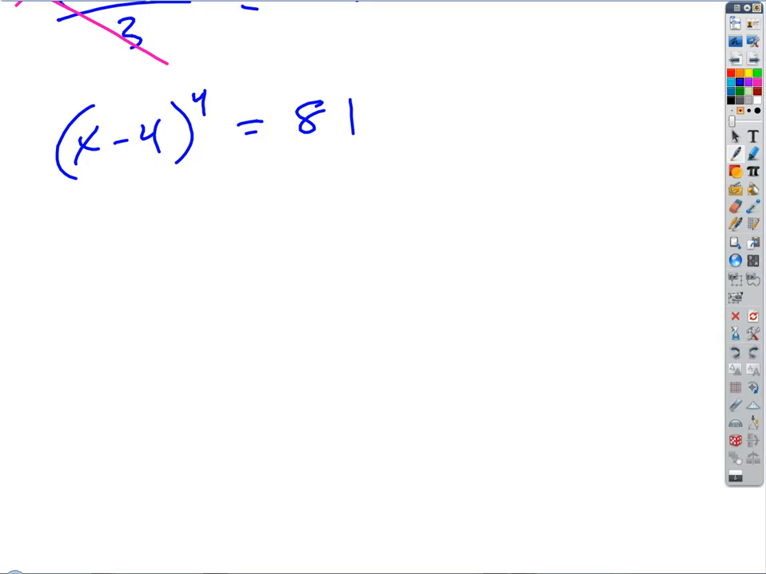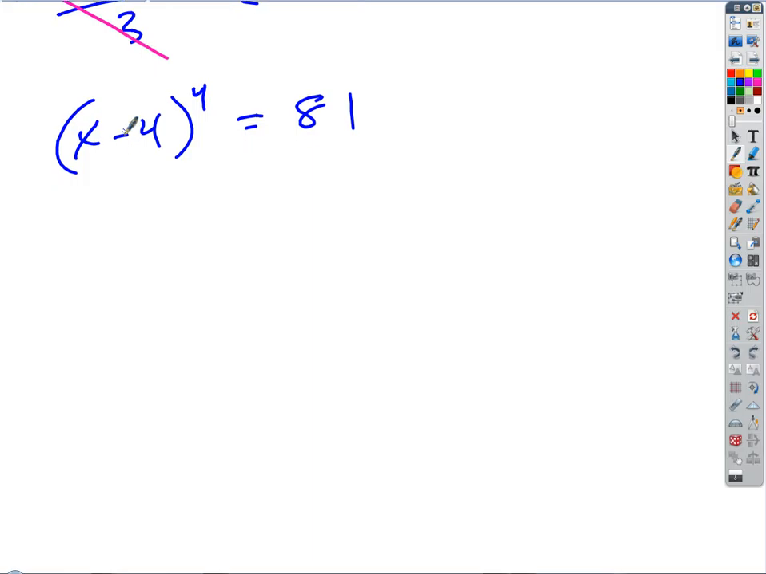No, I can't do that. Remember, I don't have a property of exponents that says I can distribute if I'm adding or subtracting. But I'm trying to undo the exponent. How do I do that? The cube root can go with 4. Okay, I'm going to do a 4th root, right? Which is a square root of a square root, right? So I'm doing a 4th root of both sides.